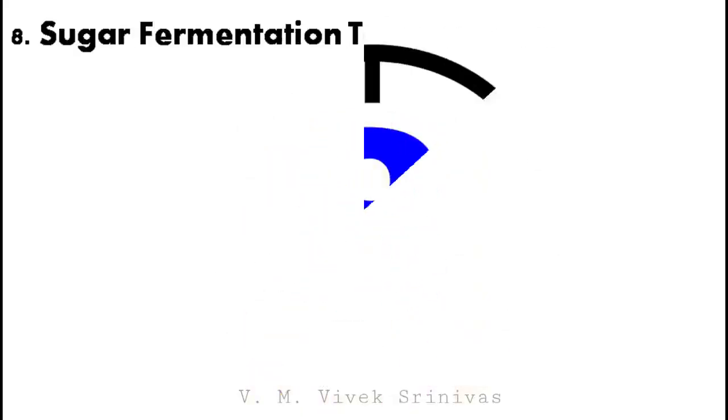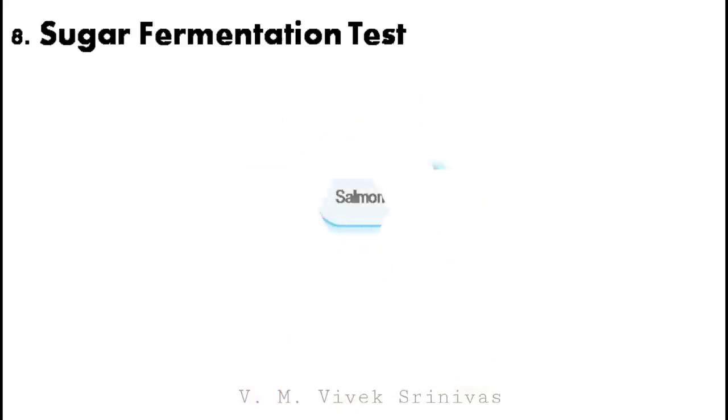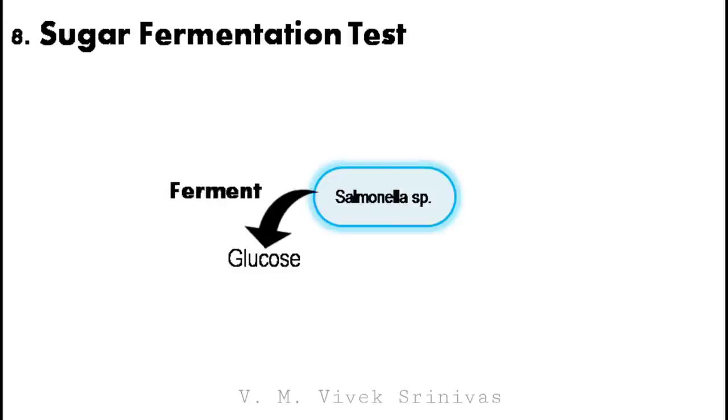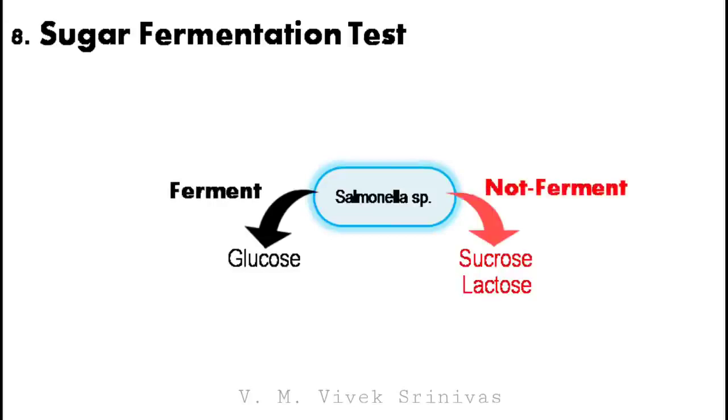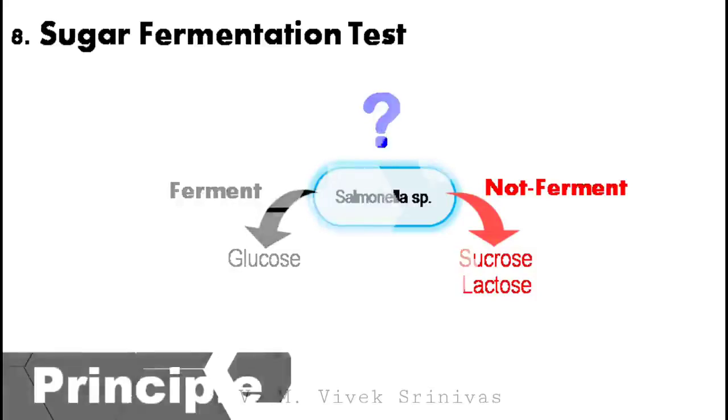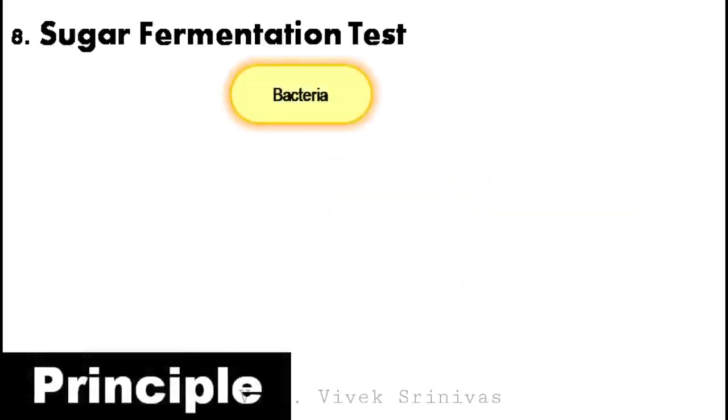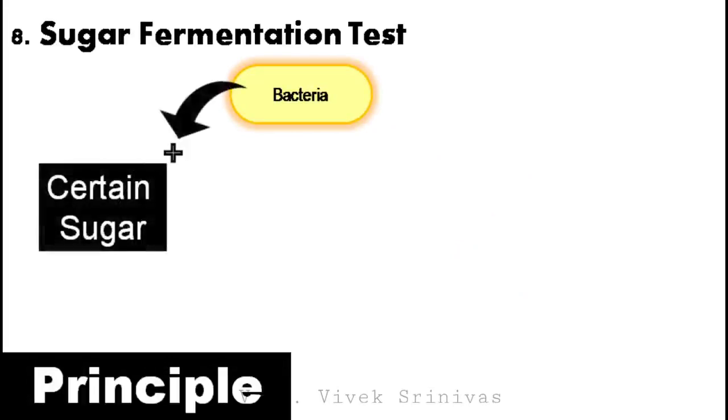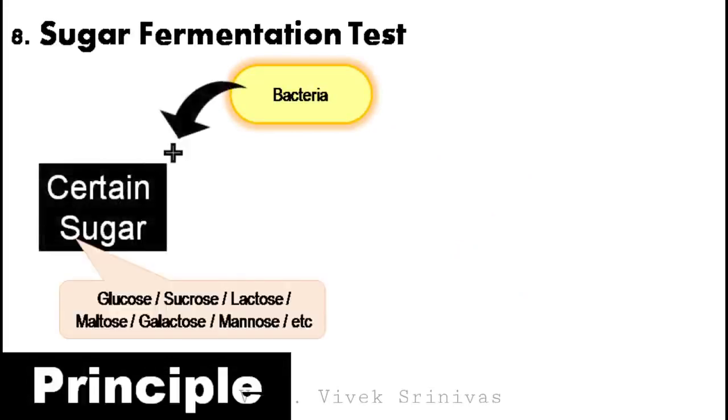Next, the sugar fermentation test. Each bacteria has the ability to ferment certain sugars and not ferment certain sugars. To find out the sugar fermentation of the particular bacteria, this test is done. The principle: the bacteria, in presence of the certain sugar. The sugar may be glucose, or sucrose, or lactose, or maltose, or galactose, or mannose, or any other sugars.